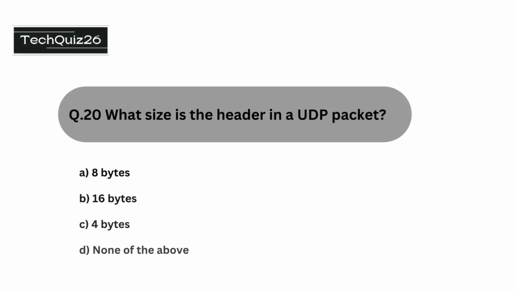Question number 20 is what size is the header in a UDP packet? The options are 8 bytes, 16 bytes, 4 bytes, none of the above. The correct option is 8 bytes.